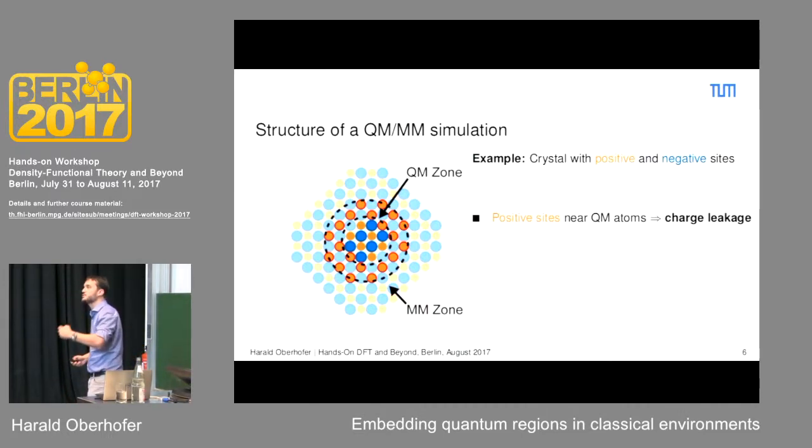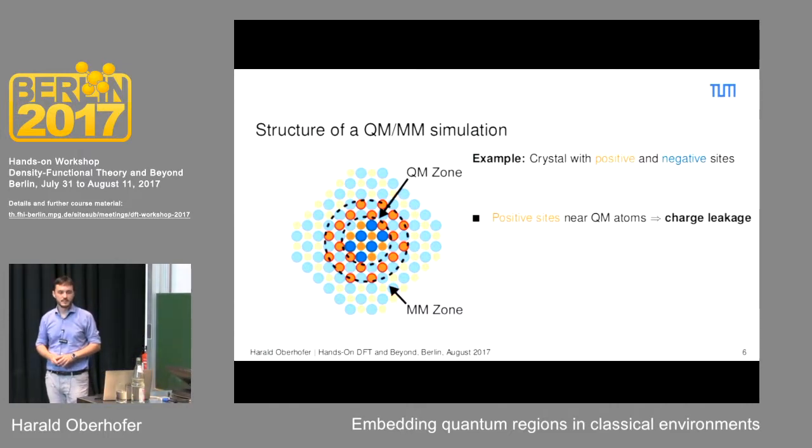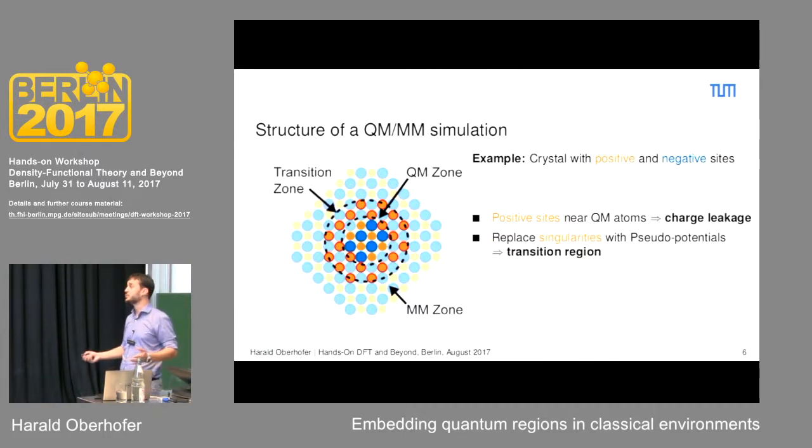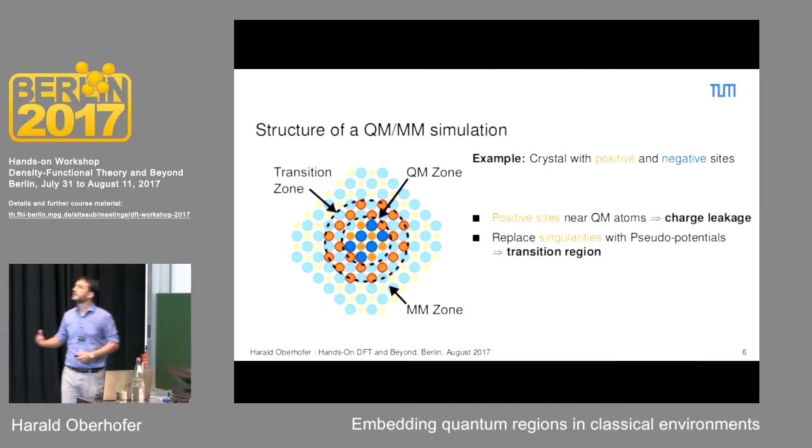The way we chose, and that is really based on the work of many other people, mainly in the biosimulation community where people have done QM/MM for a very, very long time already, is we replace these Coulomb singularities, the positive ones, with pseudopotentials. Now I trust that you know what pseudopotentials are. Basically, it's just a way of faking the existence of actual electrons at that site without having to explicitly calculate them.